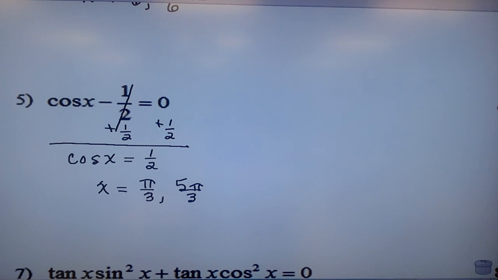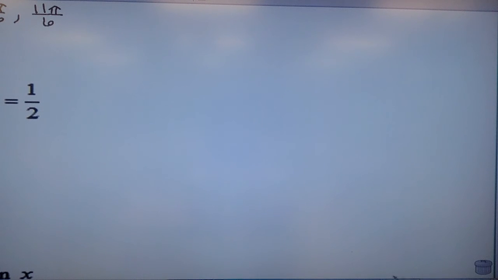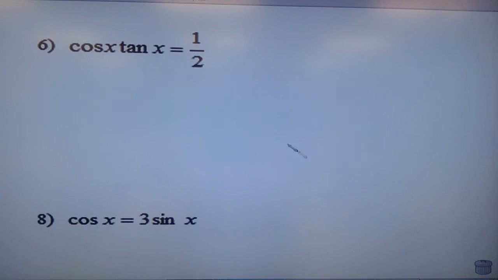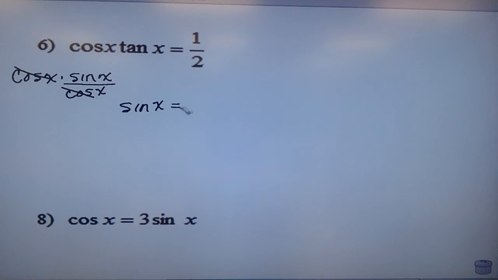Number 6. So here we have cosine of x times tangent of x equals 1/2. We're not trying to find both of those values that will work for the product. So let's simplify this. So cosine of x, and what will we change tangent to? Good, sine over cosine. So now we can cancel, and we're really only looking for where sine of x is equal to 1/2, because that will also satisfy this product.